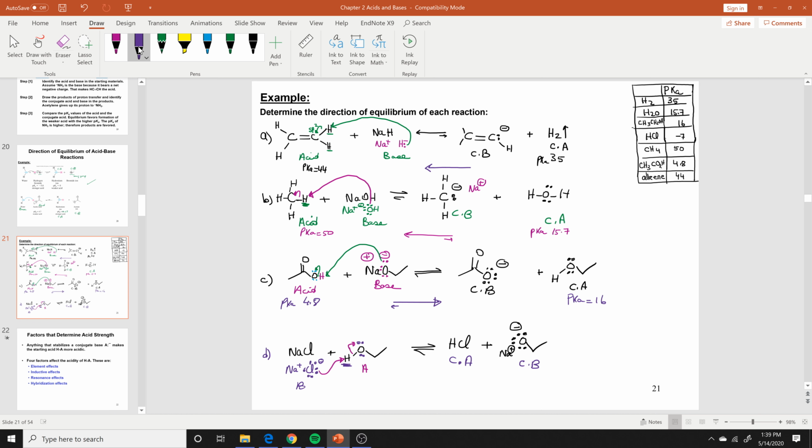Direction of equilibrium, HCl has a pKa of basically -7. So pKa -7 here. This is my acid, this is my alcohol. The alcohol has a pKa of 16. You guys, if you are comparing an acid to an alcohol, definitely an acid is more acidic. The direction of equilibrium is going to be towards the reactants, a little bit towards the products.